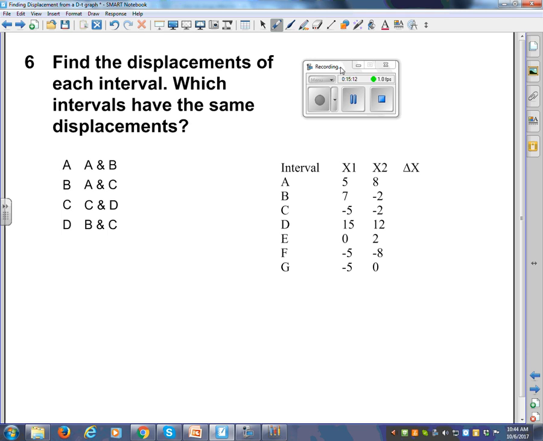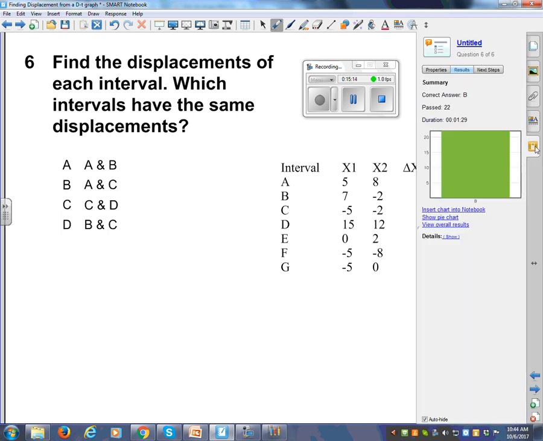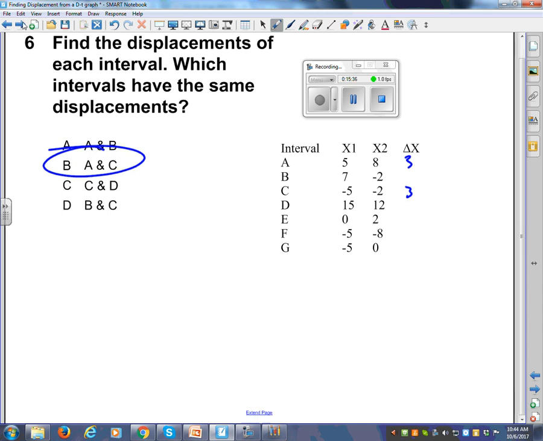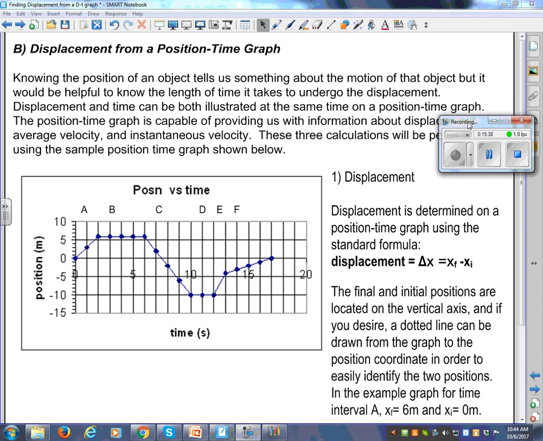Okay, so which one is it here? Oh, everyone got it. B, excellent. So you can see here that the displacements are the same. Even though I go from 5 to 8, so that's a displacement of 3, right? And the other one here is from minus 5 to minus 2. The displacements are the same, even though they're in different locations. Okay, so that's sort of the basics on displacement.